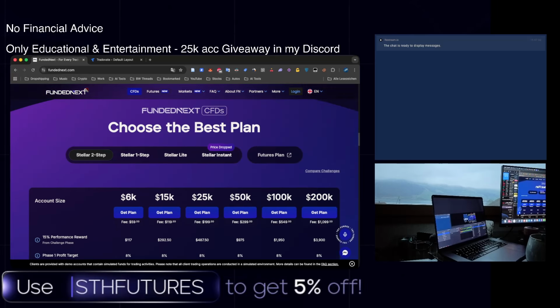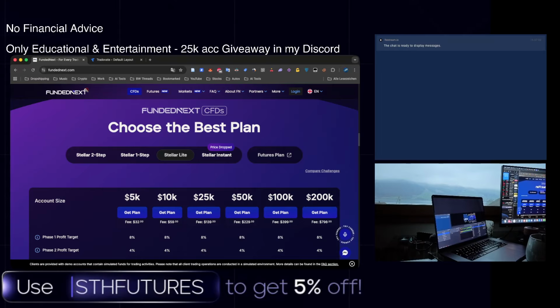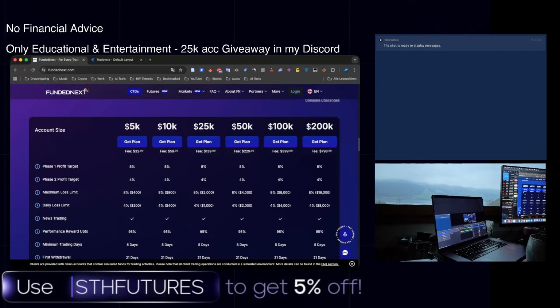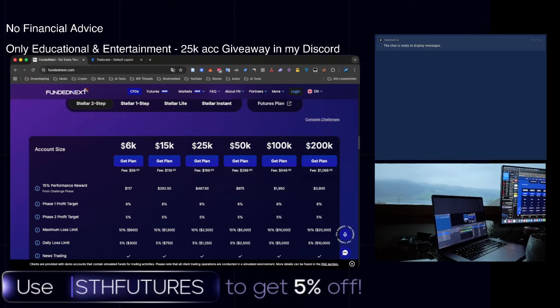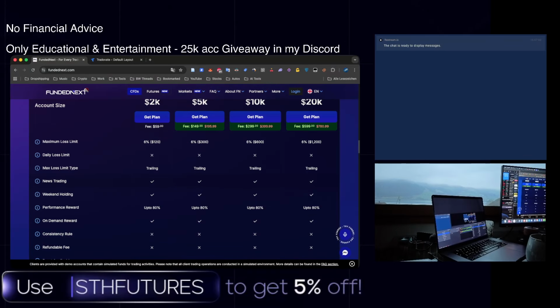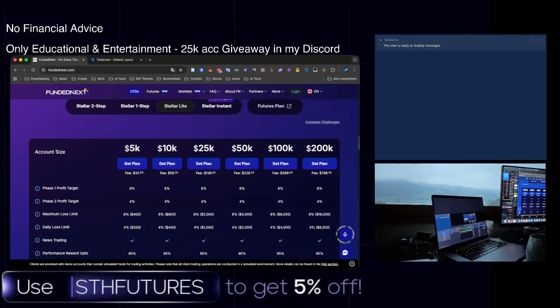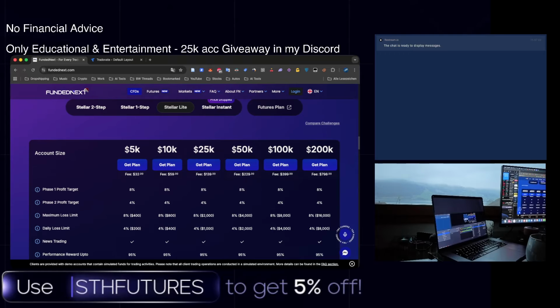So these accounts are really good and similar to FTMO, which the ones that I also like are the Stellar Lite accounts. They are cheaper, but they're also a little bit easier to pass, but not a lot. For example, here you have to achieve 12% in total, and here you have to achieve 13%, but you have a higher drawdown than here.